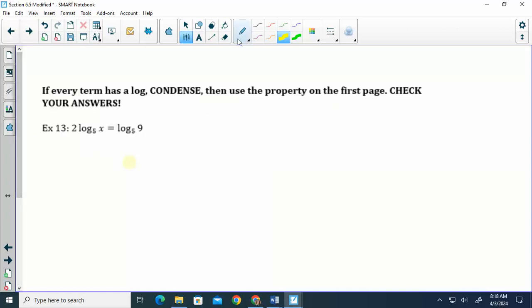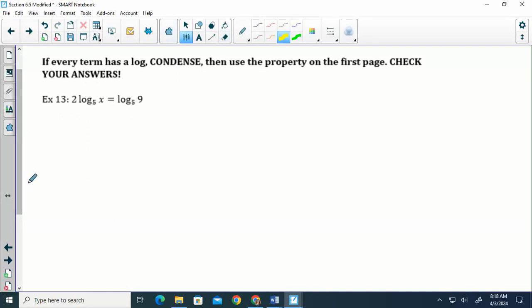If I'm looking at this problem, is it set up where I can just drop my logs? No. What do we have to do? Right. Would it do me any good to divide by the 2 this time? No, because this side has a log, so it would just make that log divided by 2. That wouldn't help. We'll have to move it into the exponent. So log base 5 of x squared is log base 5 of 9.